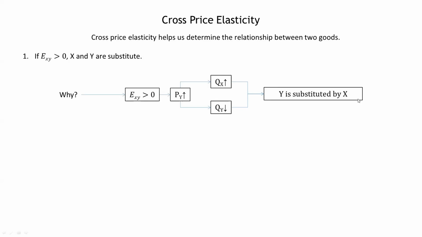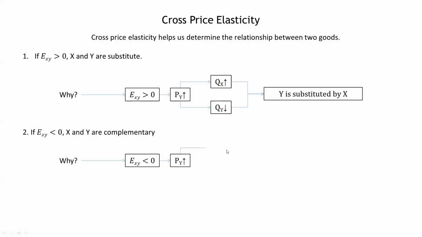On the other hand, if cross-price elasticity EXY is negative, it means X and Y are complementary goods. Two goods are said to be complementary when they are jointly used. Cross-price elasticity EXY is negative means the relationship between quantity demanded for X and price of Y is negative. That is, if price of Y rises, quantity demanded for X falls.